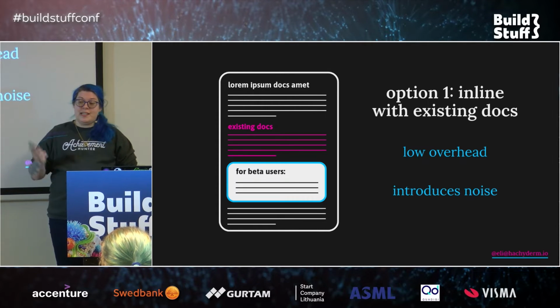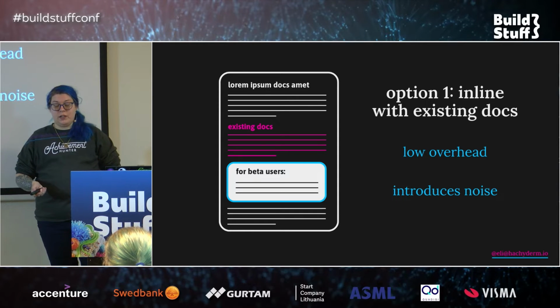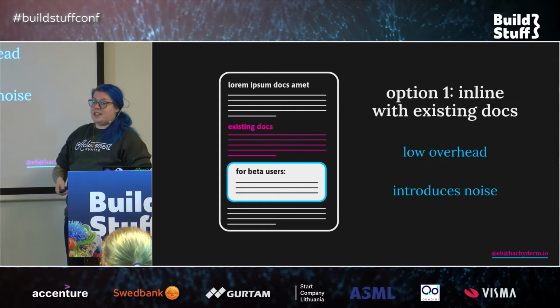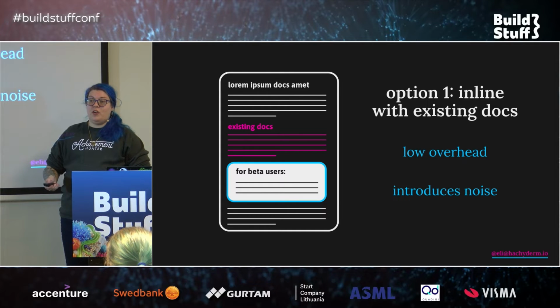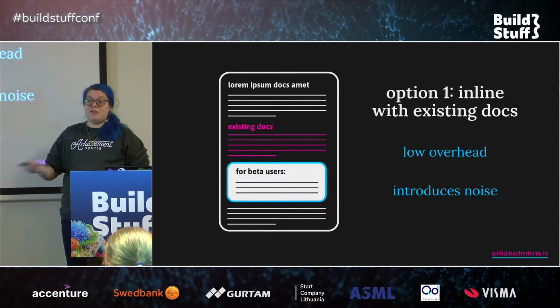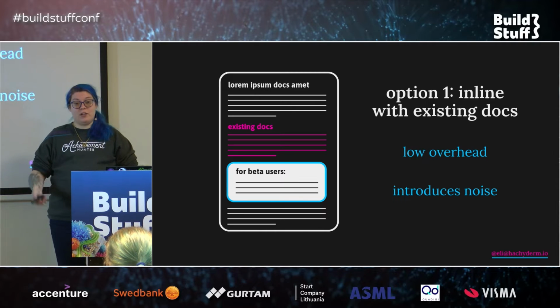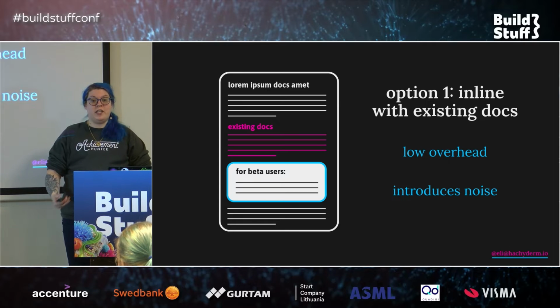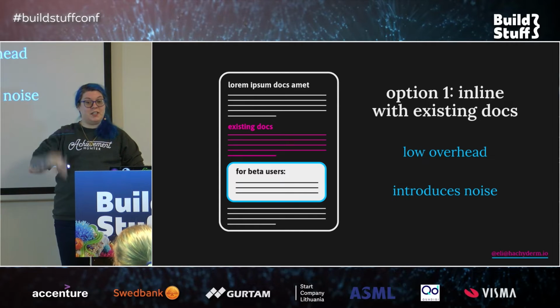But what it does do is it introduces noise into your documentation. Somebody who does not care about the public beta has to scroll past that and see stuff they don't care about. And we have short attention spans. That reduces the amount of attention that people are going to be paying to your docs. It's going to introduce friction. It's going to make them more annoyed while reading their documentation. All of these things drive user satisfaction down.